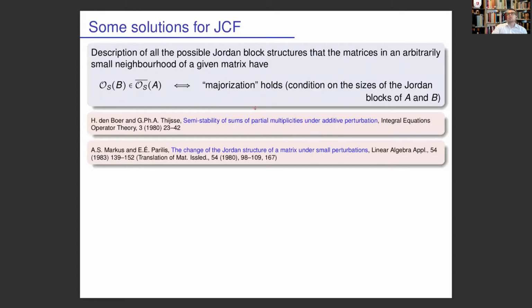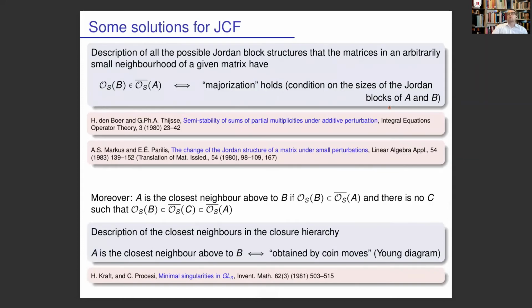And the solution was in this style. The one orbit is in the closure of another if and only if a certain majorization holds. I'll not go into the details what exactly the majorization should hold here, but it is a condition on the sizes of Jordan blocks of the matrices A and B. So moreover, we also know what are the closest neighbors in such hierarchies or in such stratification graphs. And by the closest neighbors, I mean the orbits such that there is no orbit in between. So for example, A and B are the closest if we cannot have the orbit C that can be inserted in this closure property.